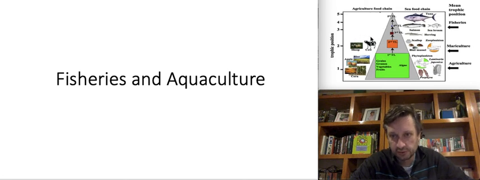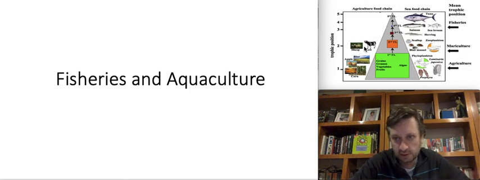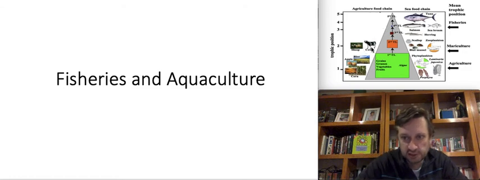Now, when we harvest terrestrial resources, terrestrial foods, we generally harvest the bottom trophic levels, the plants, up to and including the second trophic level, the grazing animals like cows. However, when we exploit aquatic resources, we're generally taking not from the bottom of the food chain, but from close to the top.